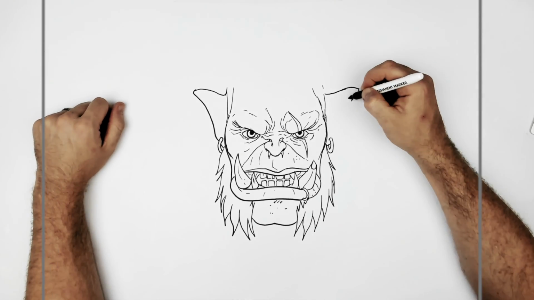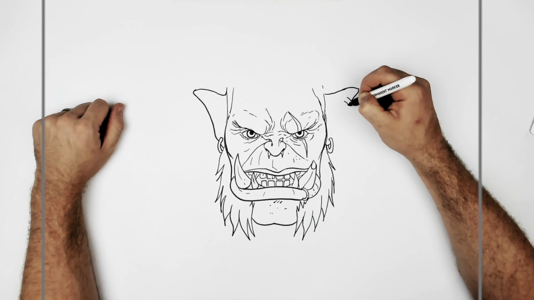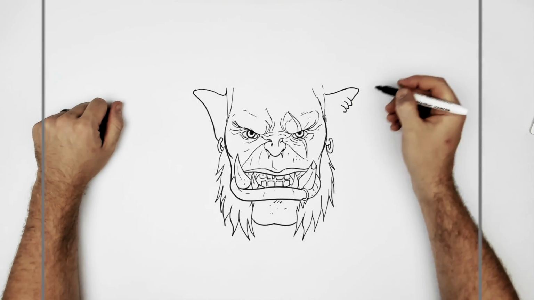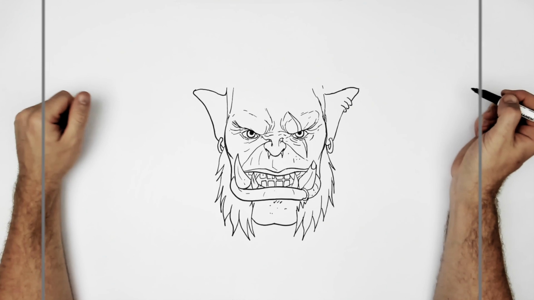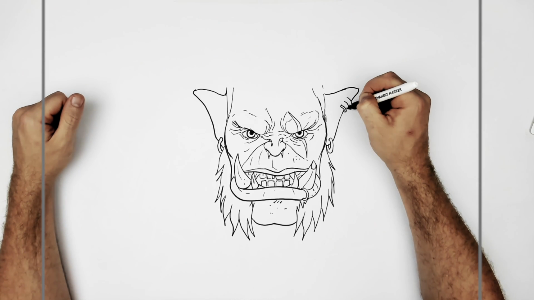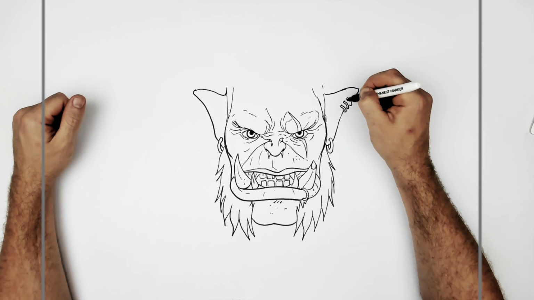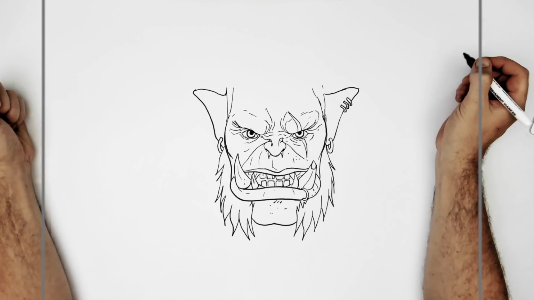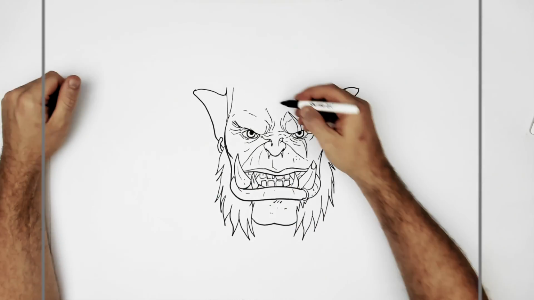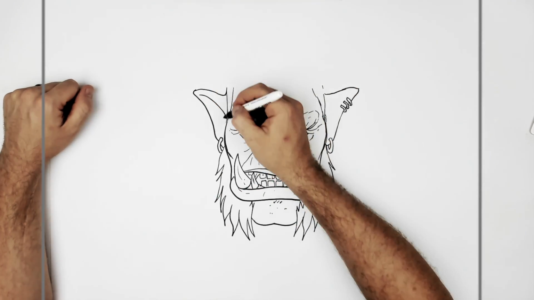And we'll give him more. There's more piercings here, right? So you just do these curves. And then we'll go down that way. We'll make those connect in here. Okay, and then ear lines.